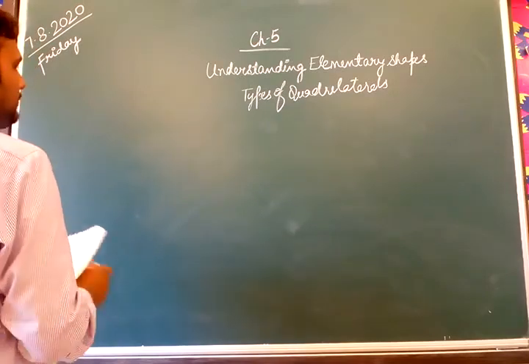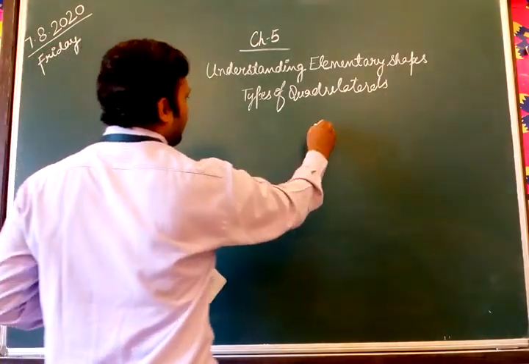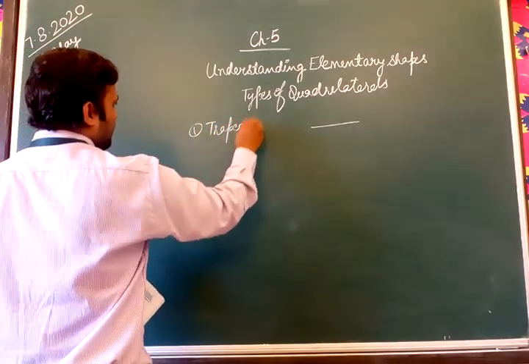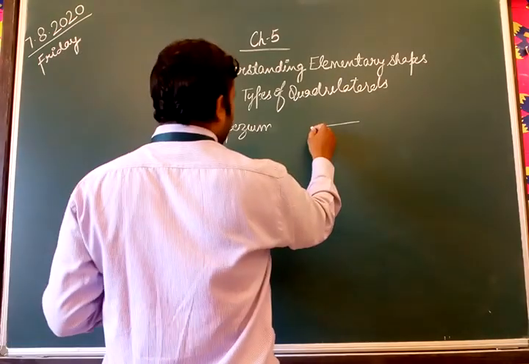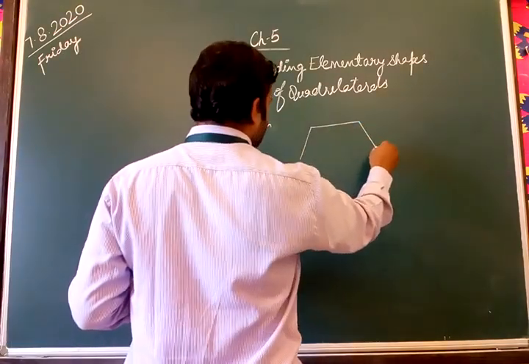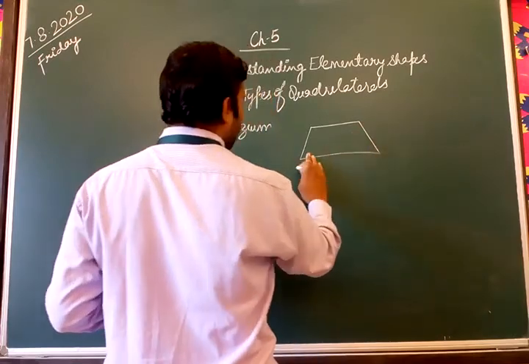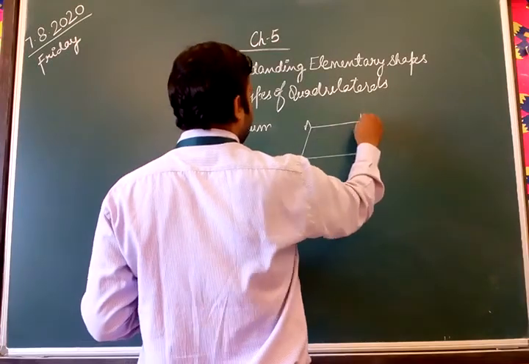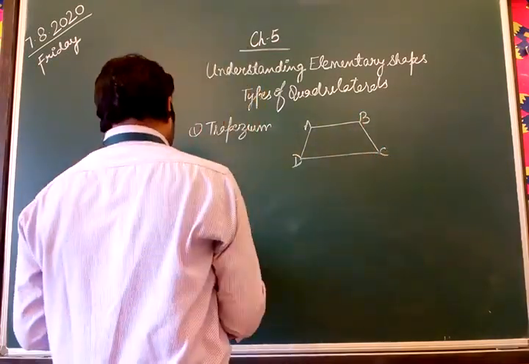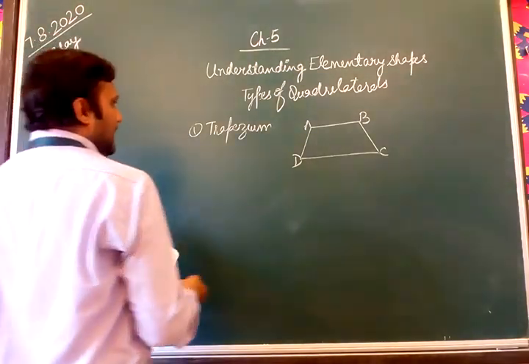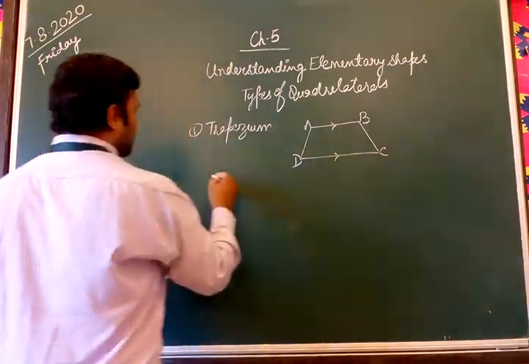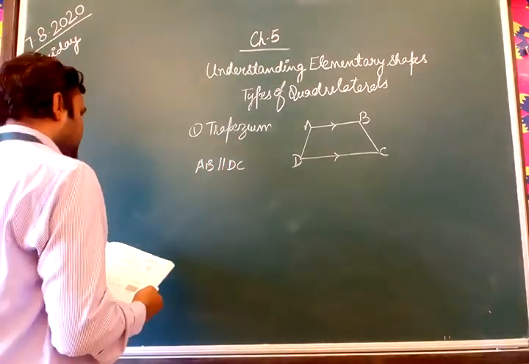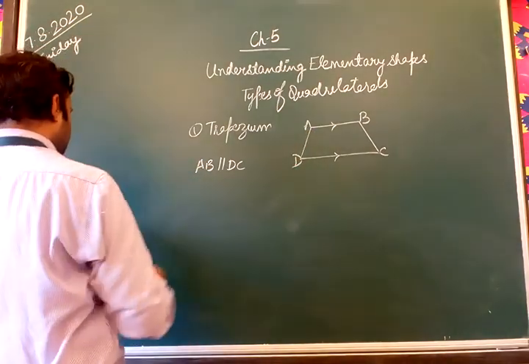Types of quadrilateral. First we will discuss the trapezium. We draw a trapezium. This is the trapezium ABCD. A trapezium has one pair of parallel sides. This side will be parallel to this, so we can say that AB is parallel to DC. So ABCD is the trapezium in which AB is parallel to DC.